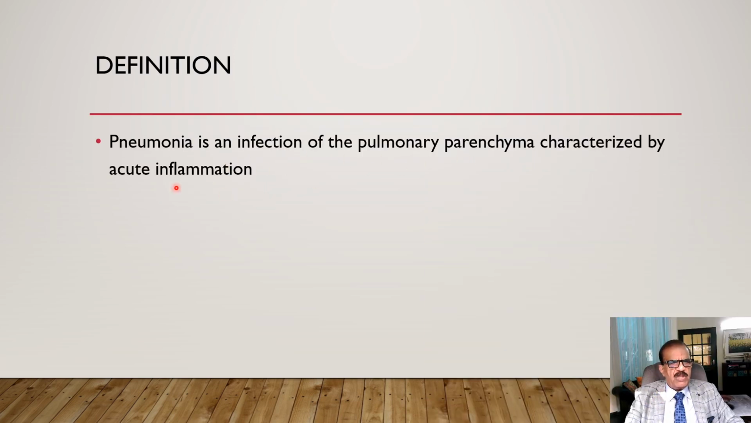What is the definition? Pneumonia is an infection of the pulmonary parenchyma characterized by acute inflammation. Now, this is a very vague definition. I'm sure nobody can actually diagnose pneumonia just by knowing this definition. But a few points I'd like to emphasize. It is the infection of pulmonary parenchyma, not just the trachea, not just the airways. It is the entire lung parenchyma. That means the alveolar structure, the air spaces and the small airways are all affected.